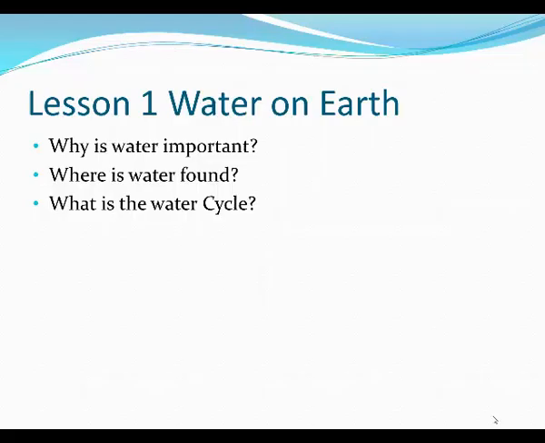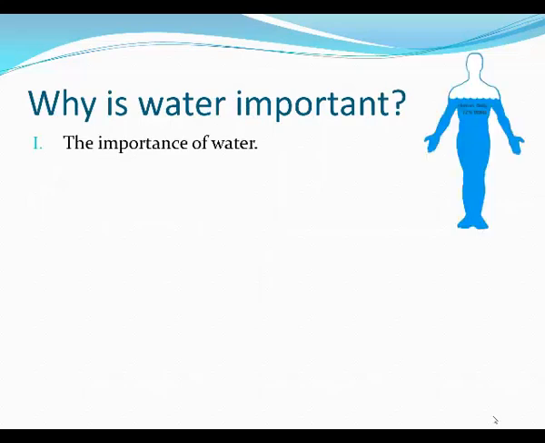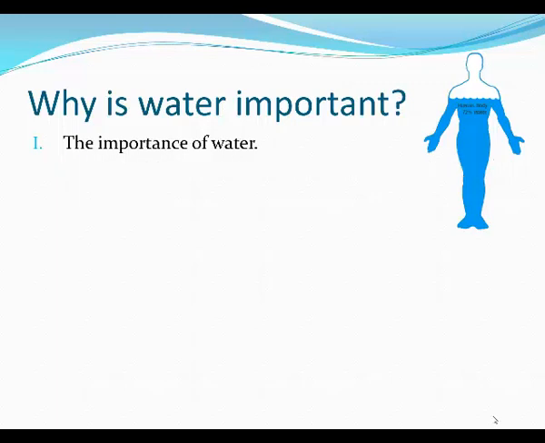In this lesson, we're going to look at why is water important, where is water found, and what is the water cycle. So why is water important? All living things need water in order to carry out their body processes. Specifically, our body is made up of about 72% water. In addition, many living things live in water.